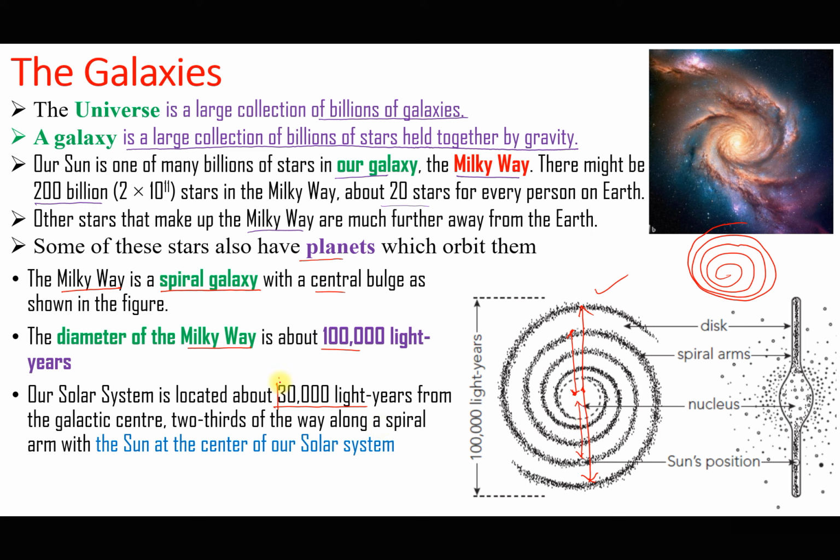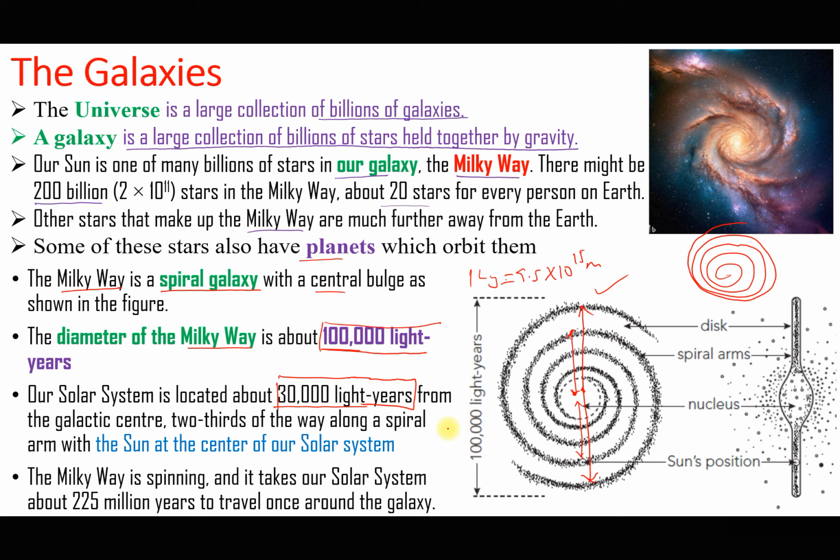So our galaxy is around 100,000 light years in diameter, and our solar system is about 30,000 light years from the center of our galaxy. Remember, one light year is equal to 9.5 times 10 to the power of 15 meters.